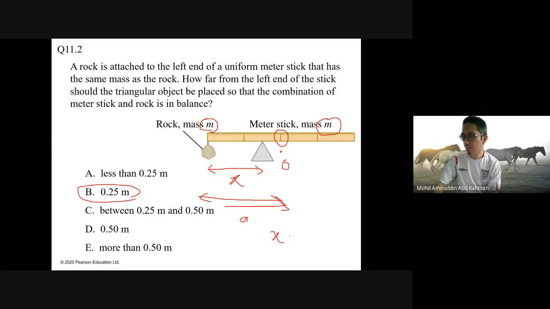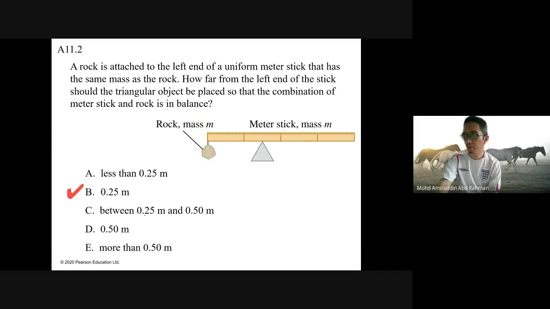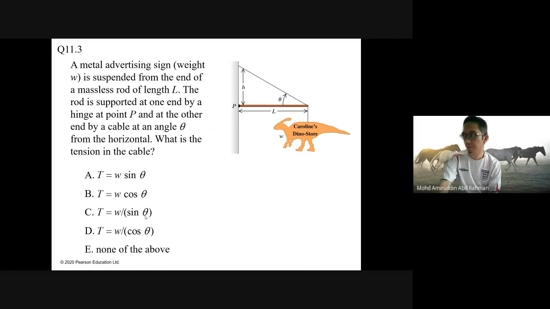So x is m times 0 plus m times 0.5 divided by m plus m, which is 2m. So you solve this, and you obtain 0.25 meter. Right? Okay.